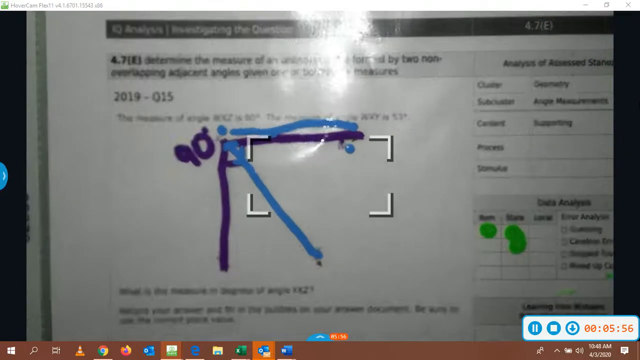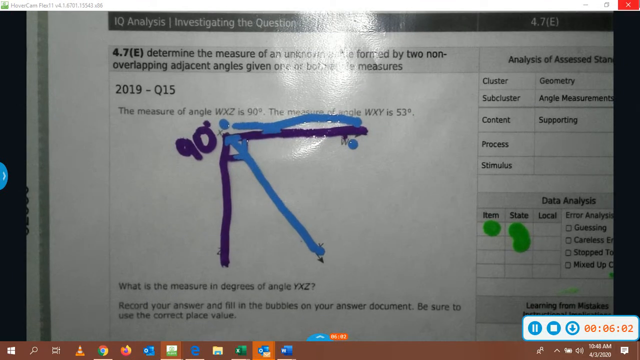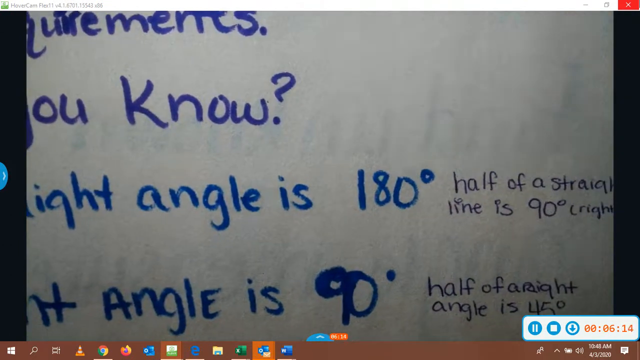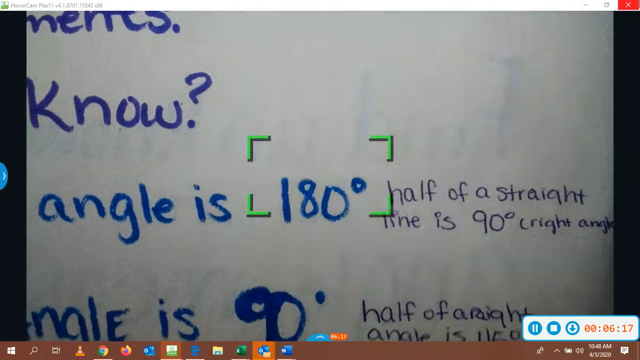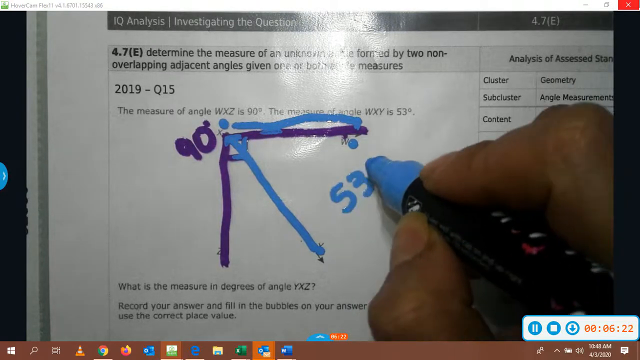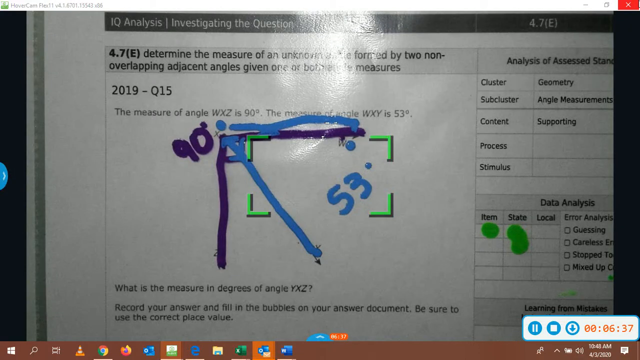Okay, so let's figure it out. But it's not, because we know that half of 90 is 45. Remember that back in your notes when I first told you? Half of a right angle is 45 degrees. So this is 53 degrees. So how will we find the measurement of this angle? If you're thinking you take the total and you subtract 53, then you're on the right page. So let's just do that.